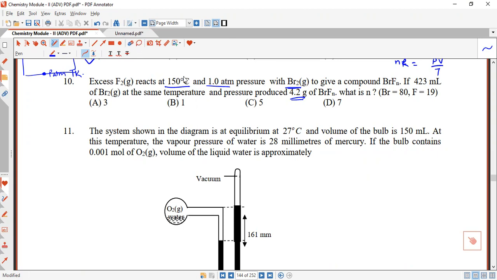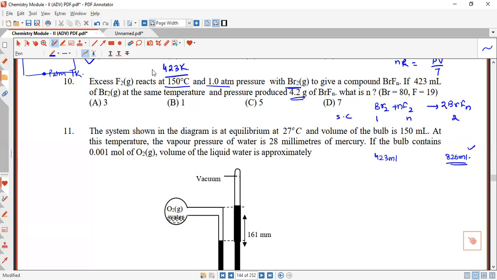Okay, 150 degrees means 423 Kelvin. Let's write the reaction first. What is the reaction here? Br2 plus F2 is going to form BrFn. Okay, just see the stoichiometry. We can write 2 over here and n over here. So the stoichiometry is 1 and 2. 423 ml of Br2 at the same temperature. If F2 is in excess, from 1 mole of Br2, 2 moles are formed, right? From 1 ml, 2 ml will form, so from 423 ml, 846 ml will form.